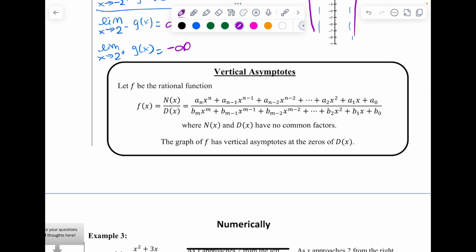So how can we tell where there's a vertical asymptote? This is very similar to what we've seen before, where we're talking about the numerator function over the denominator function. As long as it has no common factors, aka holes, the vertical asymptotes happen where the zeros are of d of x, or setting the denominator equal to 0.